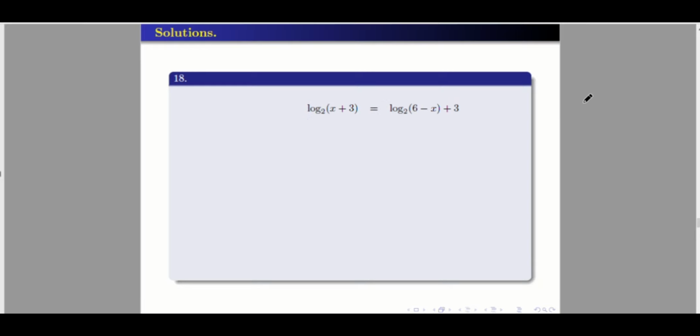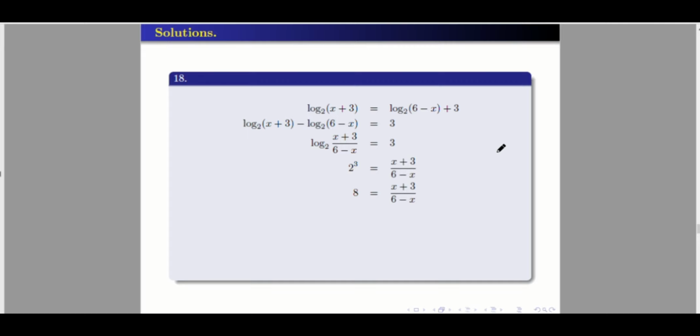Okay, last example for equations. We have this. Take note, we cannot apply the one-to-one property for logarithm because we have plus 3. So I can transpose this one to the other side. And then since this is minus, this is equal to this, division. And then apply the exponential form. So 2 cubed is equal to this.